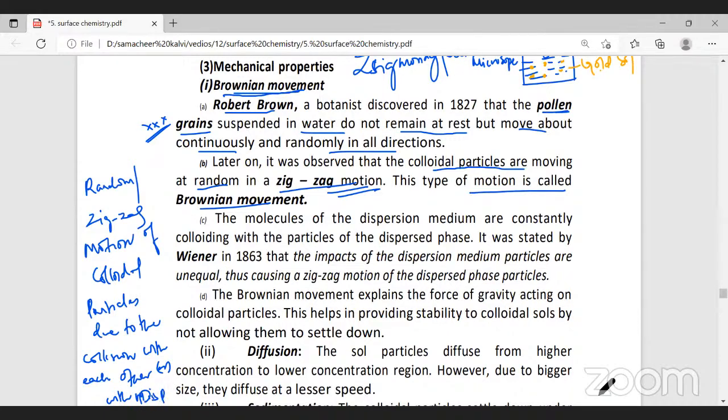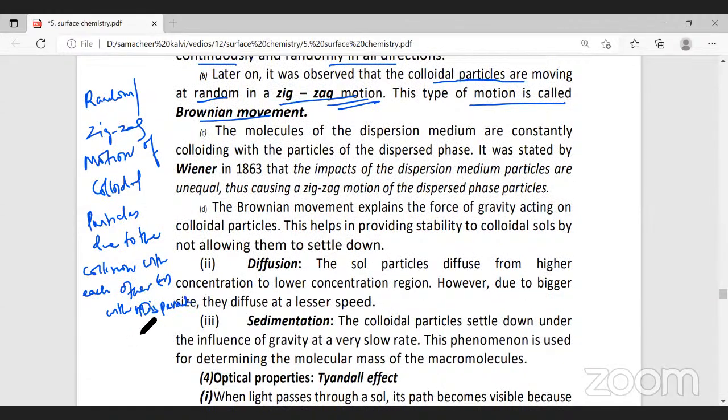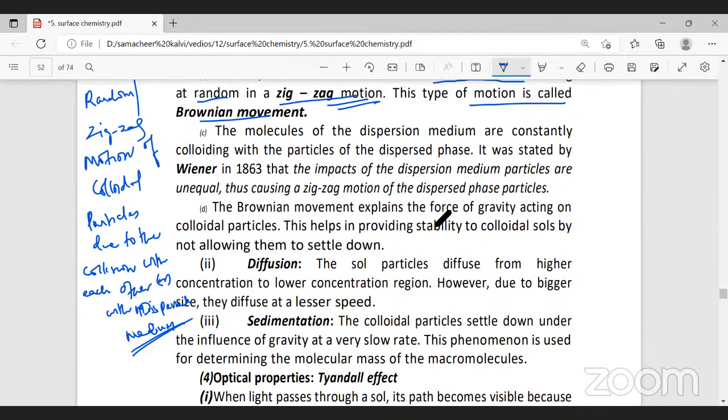Dispersed medium is called as Brownian movement. Brownian movement explains the force of gravity acting on colloidal particles. This helps in providing stability of the colloidal salts by not allowing them to settle down. So due to the movement of these colloidal particles, or Brownian movement, the colloidal salts are highly stable. They do not settle at the bottom.